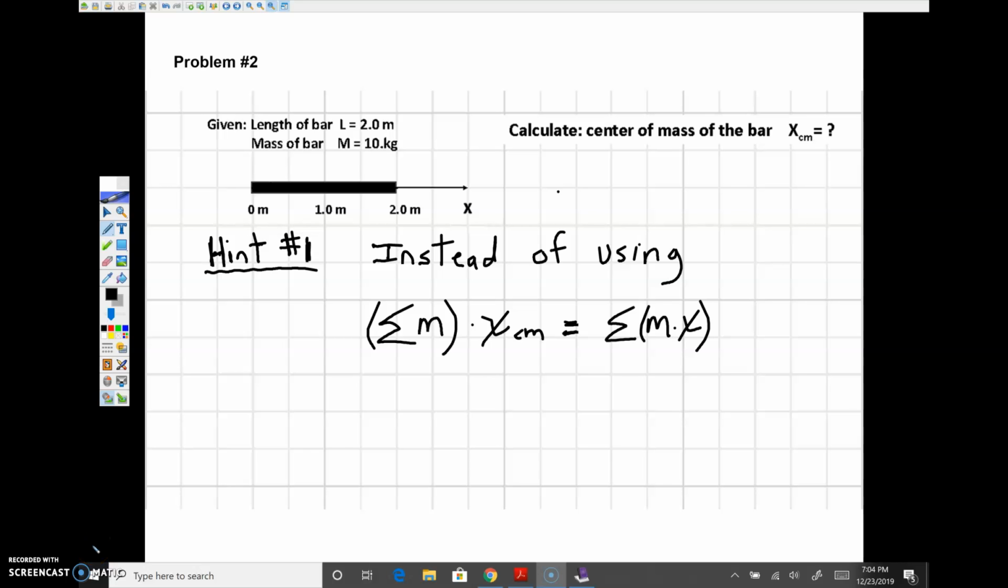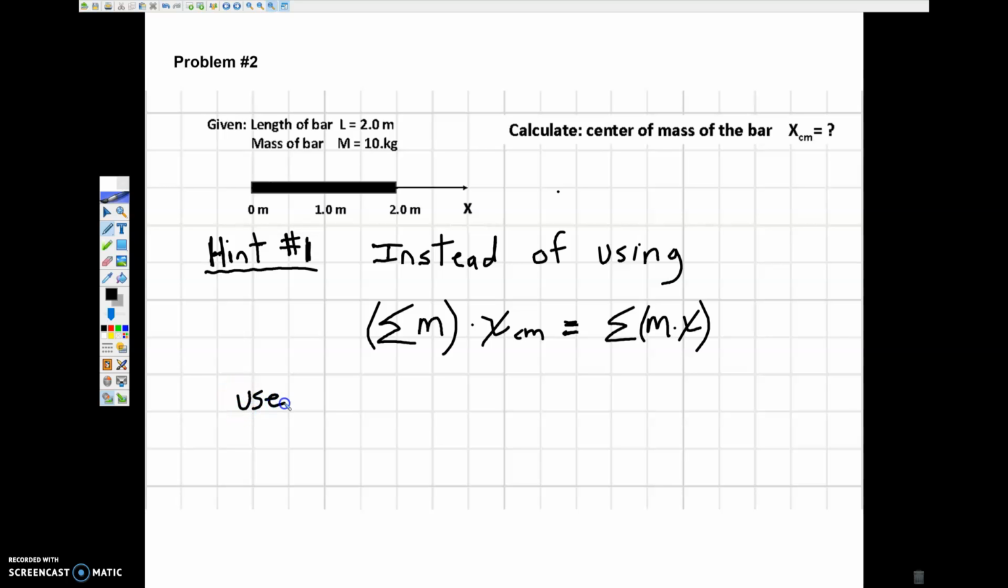Hint number one: instead of using the center of mass formula for discrete point masses, which is the sum of all the masses times x, center of mass equals the sum of all the mx products, you're going to use the integral version of that, which is the sum of all of the infinitely small dm's, where if you break that mass up into tiny little dm's, each little piece is a dm.